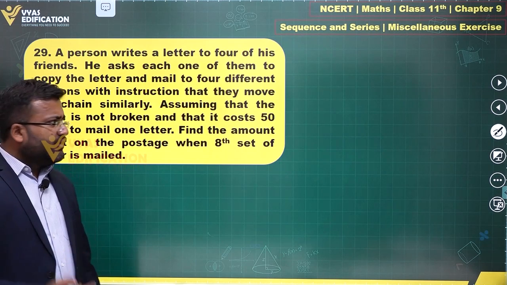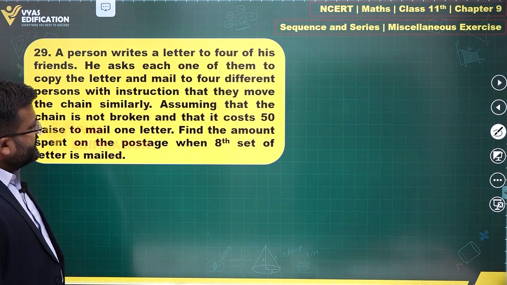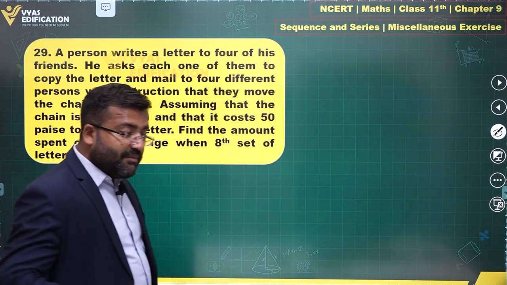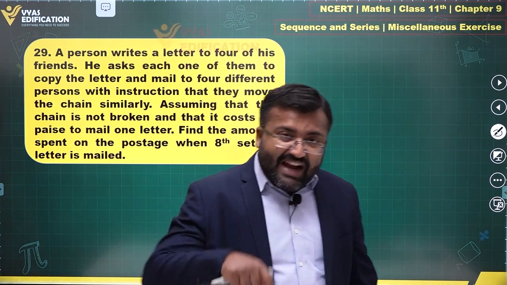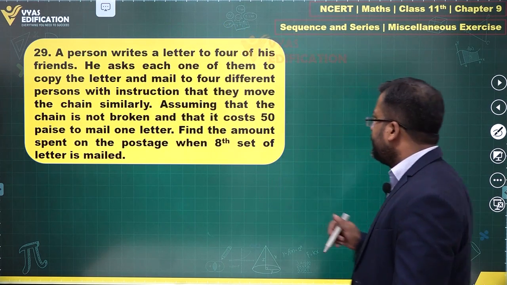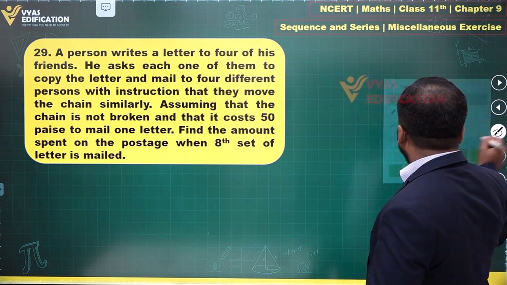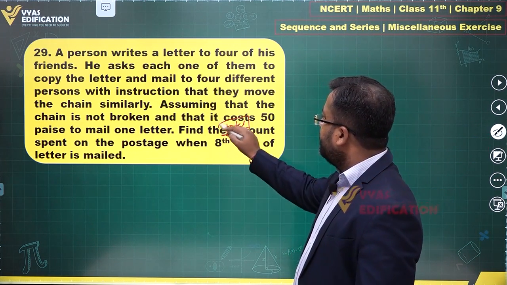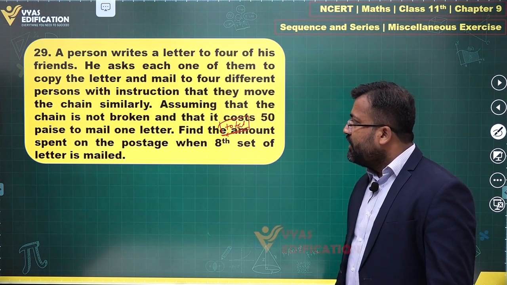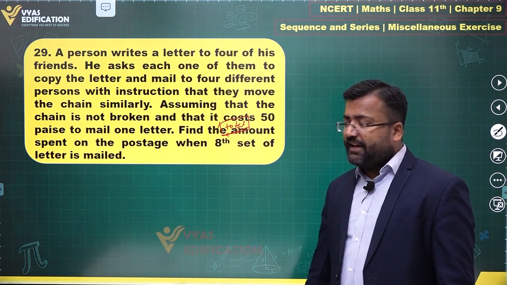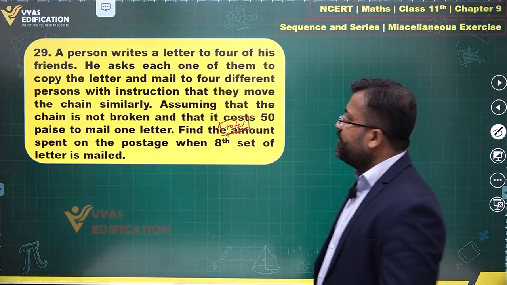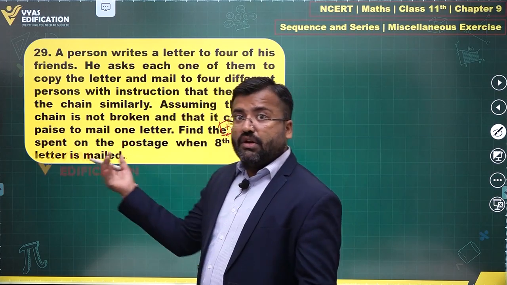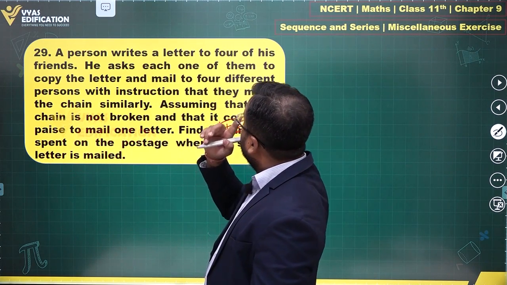There are two meanings which can be seen over here. The amount spent when the 8th set is mailed, the amount on that 8th set can be asked, that's one thing. Or the person may ask the total amount spent, and I think these people want the total amount spent on the postage when the 8th set of letters is mailed, right? So we'll find both the values over here, the amount spent on the 8th postage and the total amount spent as well.